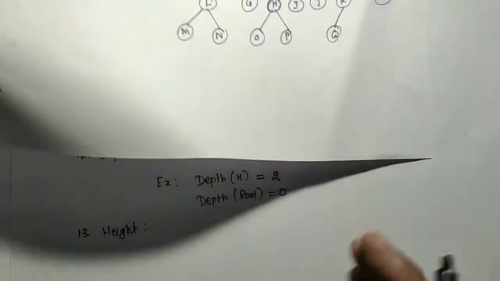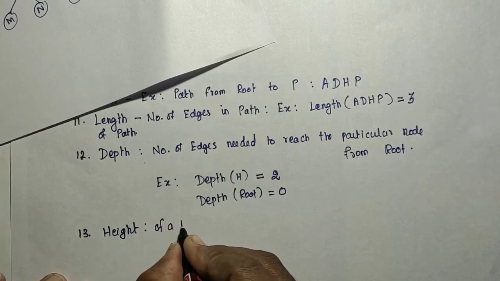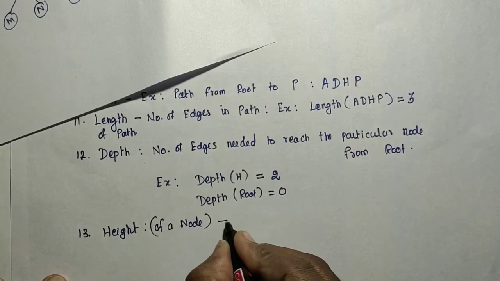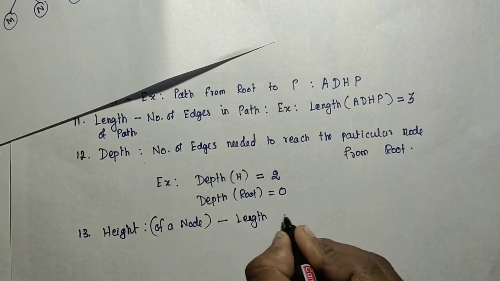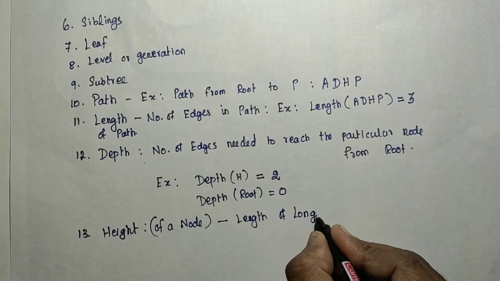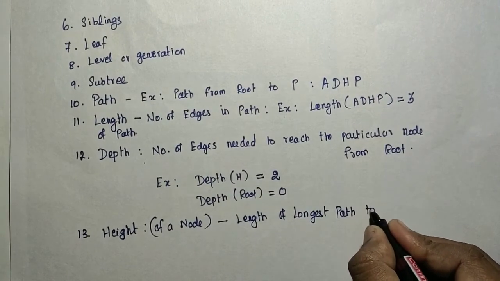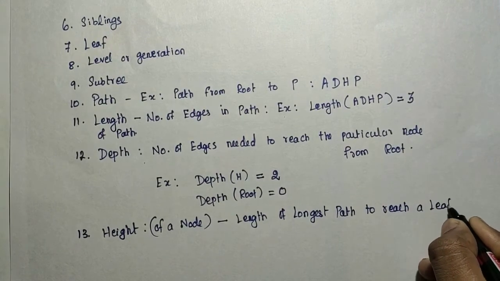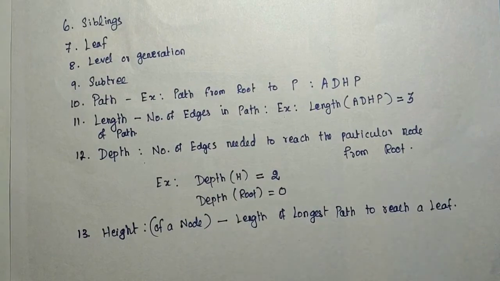So the height of a node is defined as the length of the longest path to reach a leaf. That's all. Length of the longest path to reach a leaf.